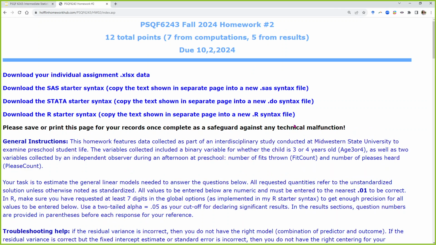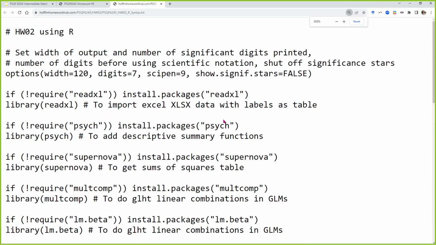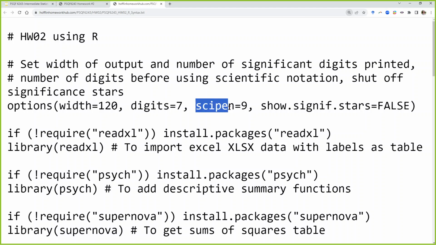Inside homework 2, the structure of this is just like last time. Here's your data set that you will need to do the problem. Each of you has your own data set. There are starter syntax files in your program of choice. So for this, for instance, here's the R one. This is this option right here, SciPen. That's the one for scientific notation. So you can set that to whatever number you'd like.